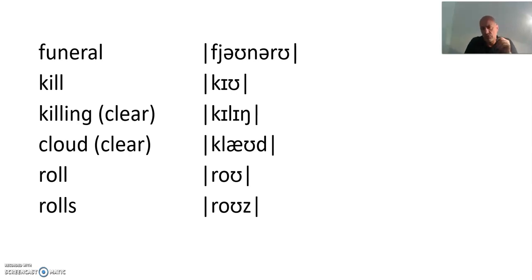Kill, "kiu." Probably even more palatal. Well, never mind, we do phonology here. But killing is clear. Nobody would vocalize killing. Or cloud, before a vowel sound. Clear. No vocalization here. But roll, "row." And the rolls, "rose."